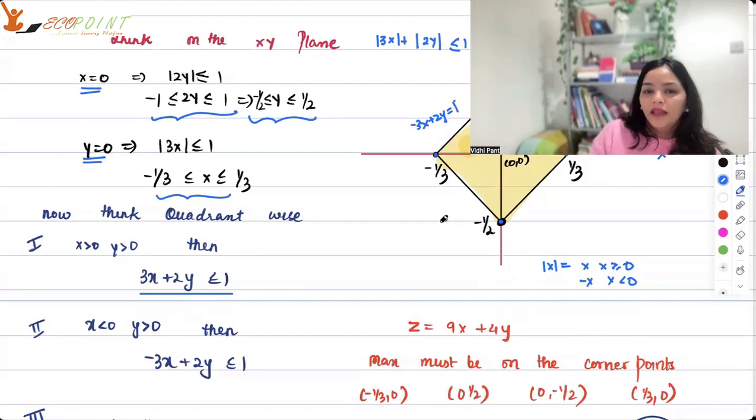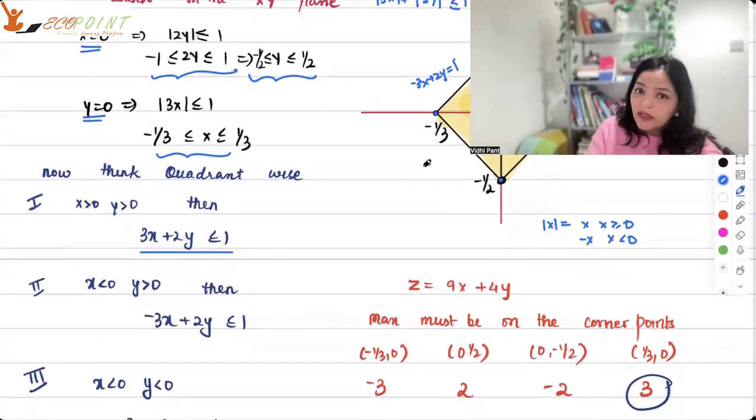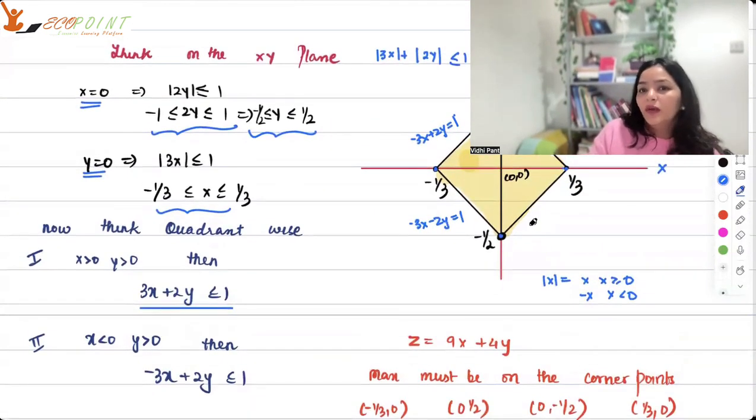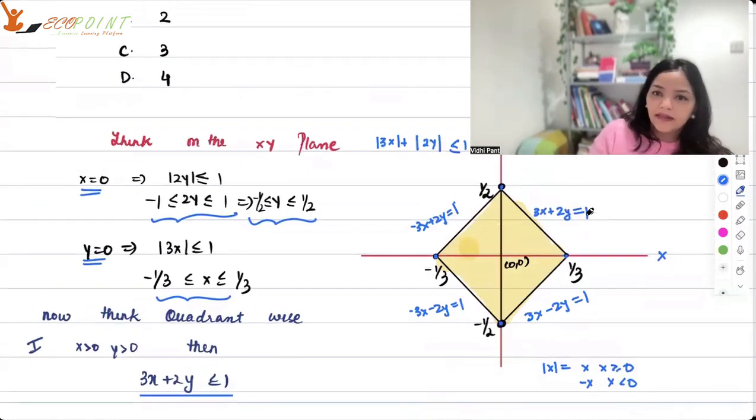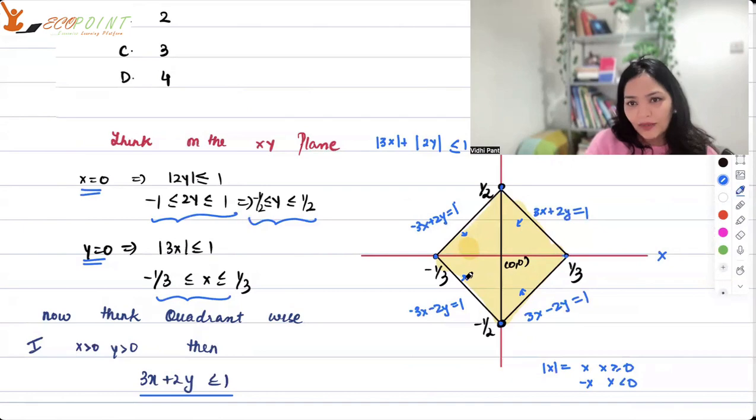Now in the third quadrant, y is negative, x is also negative. So you get minus 3x minus 2y equals 1. And in the fourth quadrant, y is negative, x is positive. So 3x minus 2y equals 1. And since the inequality is less than or equal to 1, everything inside this, that is what I've marked as yellow. That's the area that we are talking about.